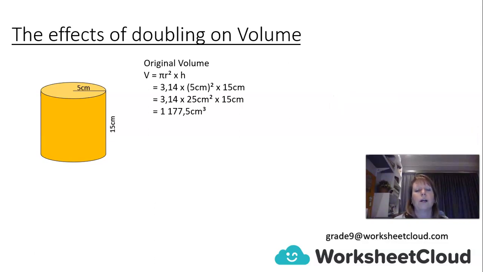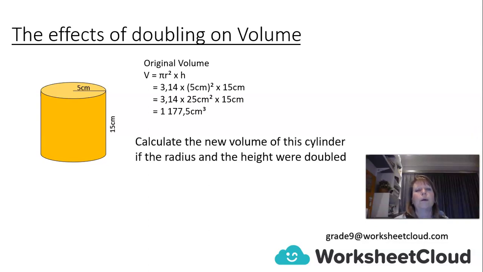Okay, let's go on. Let's have a look now when we double the radius and the height. I'm sure you can predict this, but let's just go through the motions anyway. Okay, so we're going to now double the radius, which is 5 centimeters. It's going to become 10 centimeters, and we have to square that. And we're going to double the height, which is 15, and that's going to become 30. So let's do the working out. Pi, we know, is 3,14 times 10 centimeters squared. It's going to give us 100 centimeters squared times 30 centimeters.